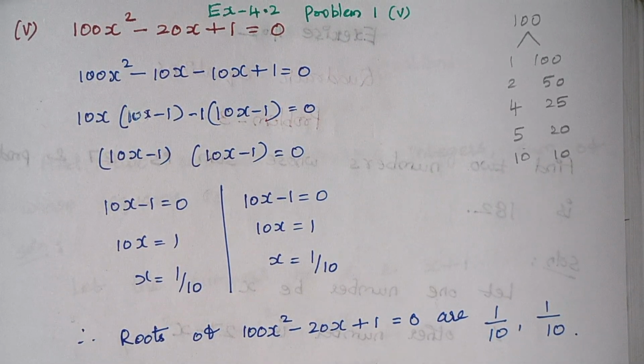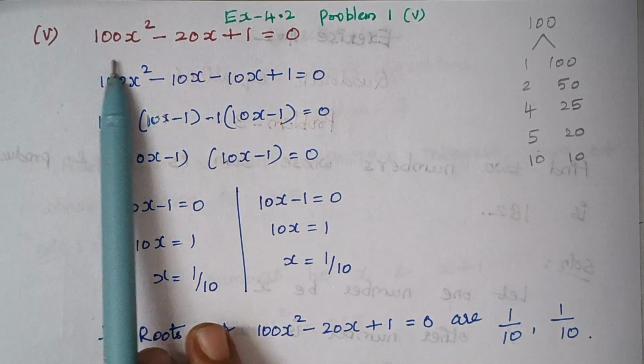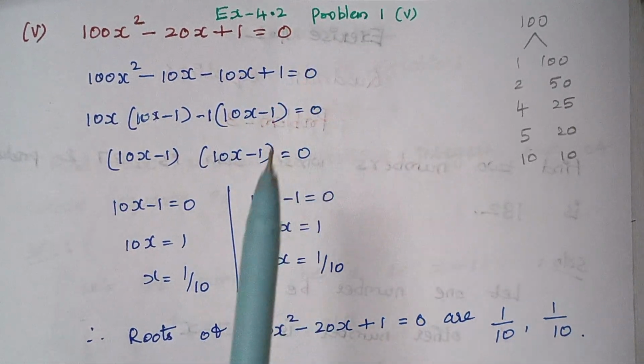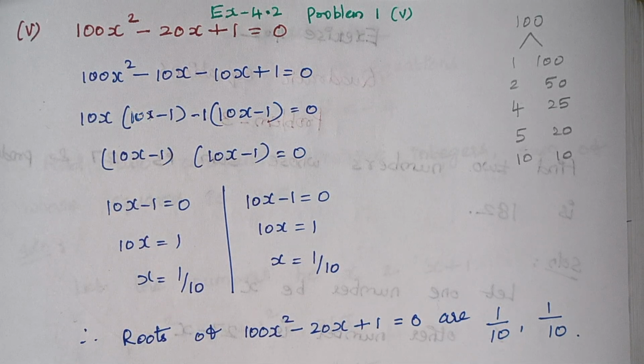Today we are going to solve subdivision 5 in problem 1 under the topic quadratic equations in exercise 4.2. The problem is 100x square minus 20x plus 1 is equal to 0. So now we have to find the roots for the given quadratic equation.